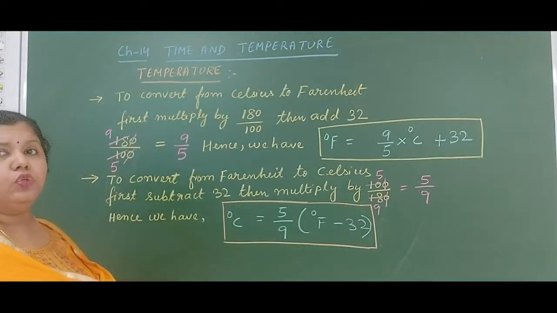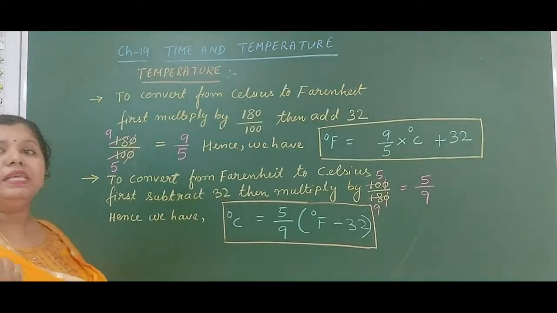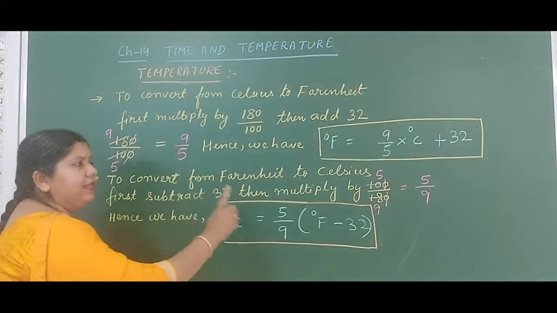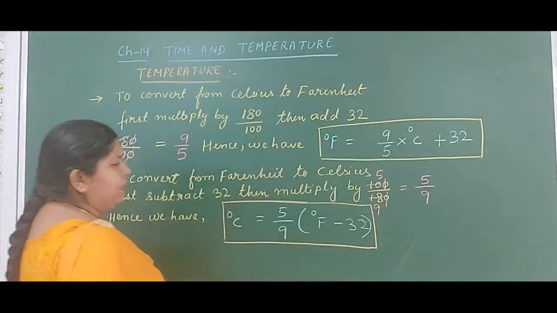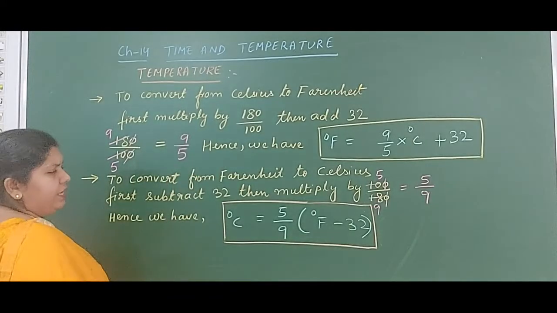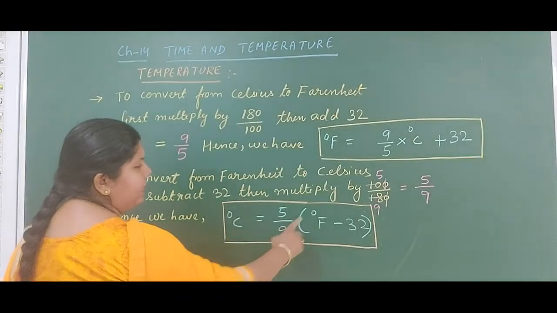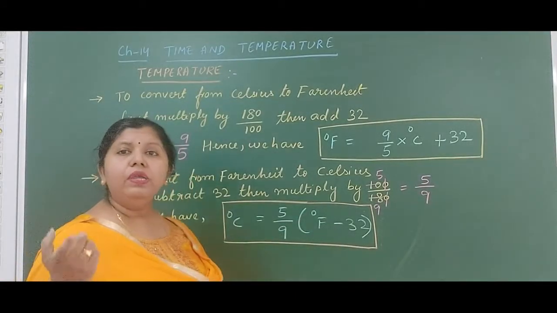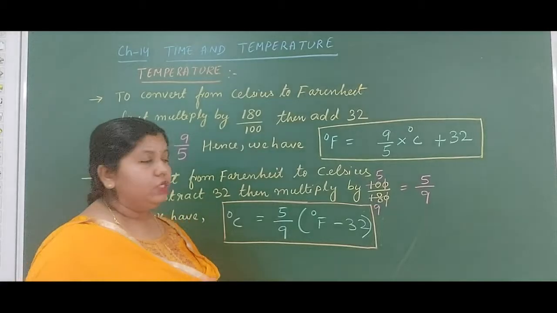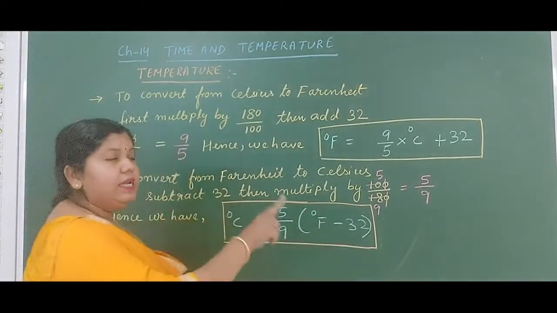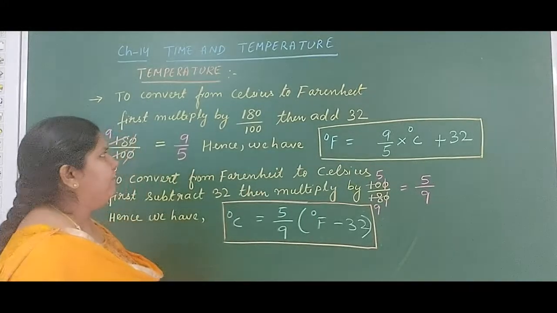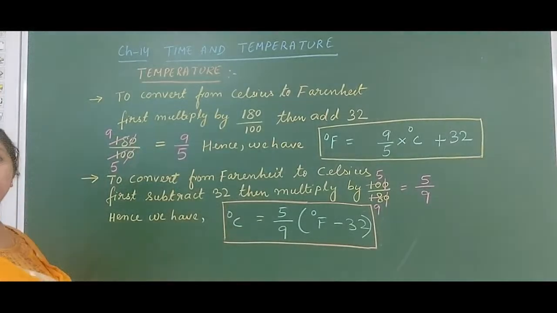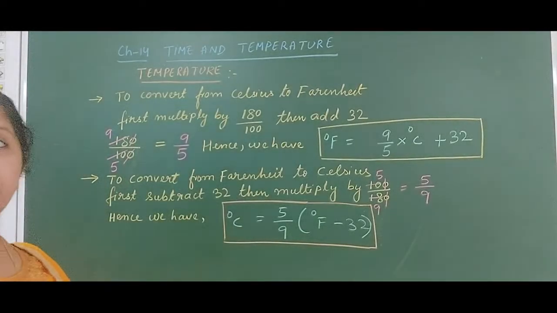The next formula is to convert from Fahrenheit to Celsius. Here we first subtract 32 and then multiply by 5 by 9. So the formula is degree centigrade equals 5 by 9 into, inside the bracket, degree Fahrenheit minus 32. We know that we solve the bracket first, so we do the subtraction first and then multiply by 5 by 9. Here we are multiplying by 9 by 5, here we are multiplying by 5 by 9. So this formula is very easy to remember.